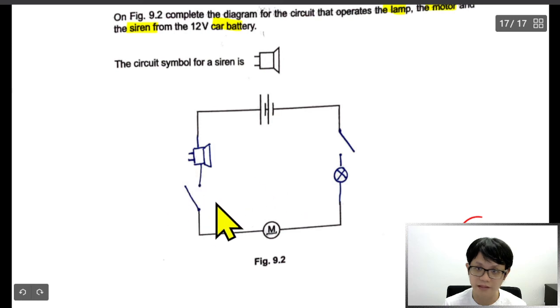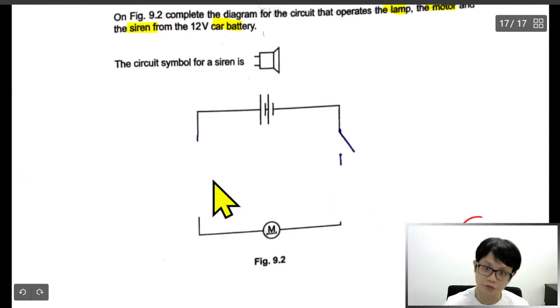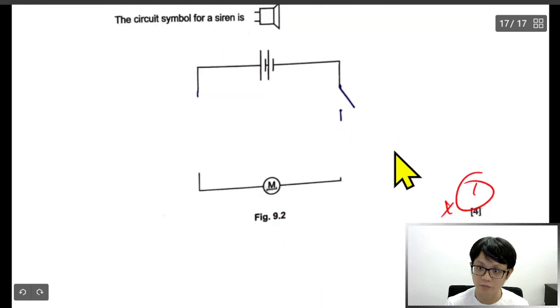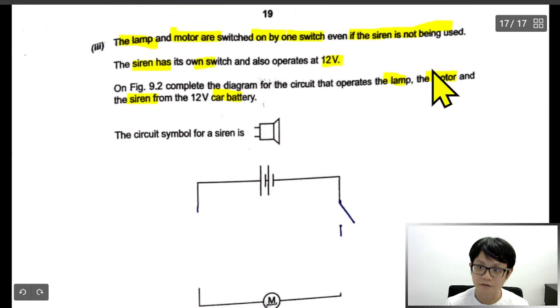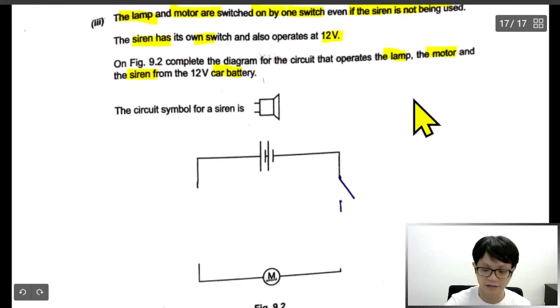So basically, if there are two switches here, it makes no sense, because why would you want to turn on two switches in order to make it on? So just delete the switch, and each student will draw differently. So that's why I say up to you. Because he says one switch can open the siren, one switch for lamp and motor, another switch is to open the siren.